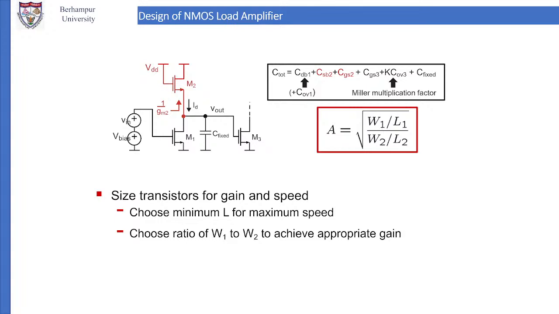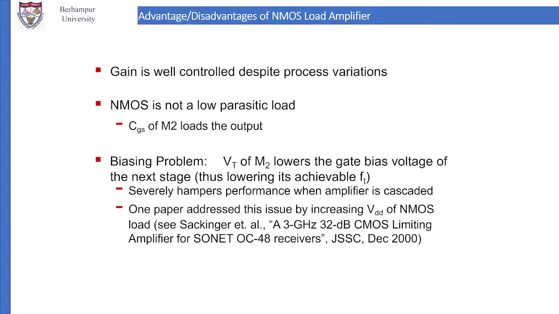So to minimize the time taken, you have to have a smaller L. So choose minimum L for maximum speed. Choose the ratio of W1 to W2 to achieve the appropriate gain. Because A is equal to W1 by L1 divided by W2 by L2. Once L is fixed, then W1 and W2, their ratio will give you the gain. So gain depends on W1 by W2. Once L is fixed, L determines the speed.